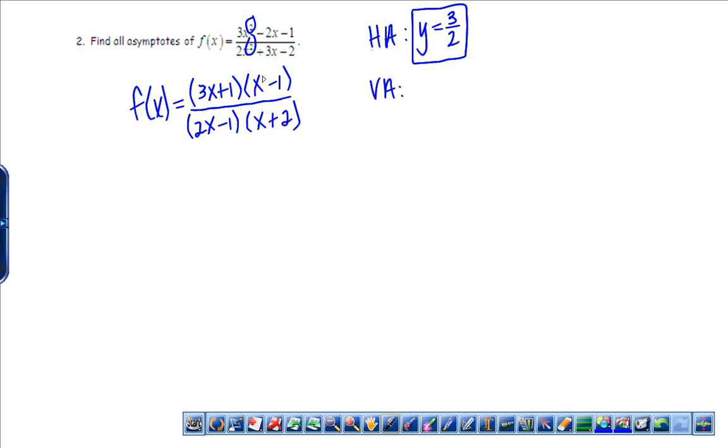Now, in this case, if I were to have something on top and the same on bottom, I would cancel it out. That would cause a hole in your graph. Okay, since I don't, I'm just going to take my bottom and set them equal to 0. So this would be x equals 1/2 and x equals -2. So those would be my vertical asymptotes. All right, and there are my 2 answers.